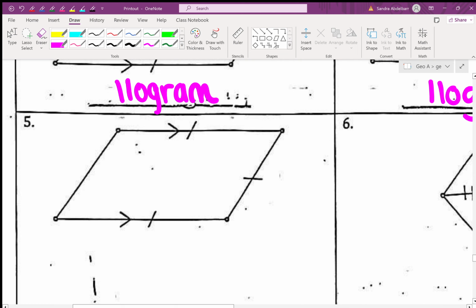All right, number 5, first question for you. Is this a parallelogram? Yes. Yes, why? Why, Simon?